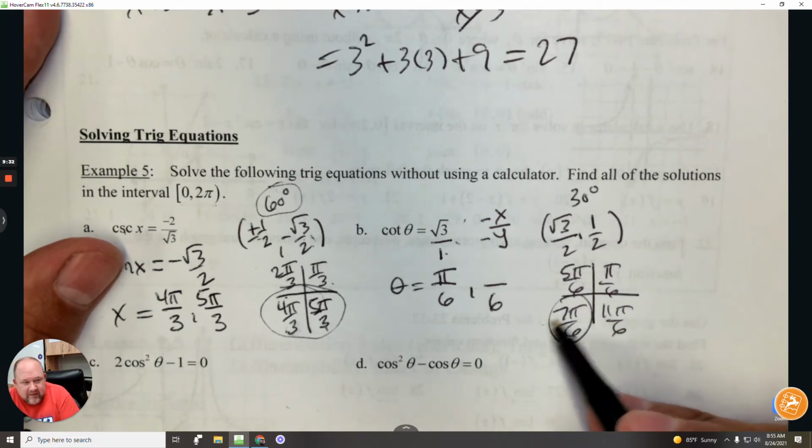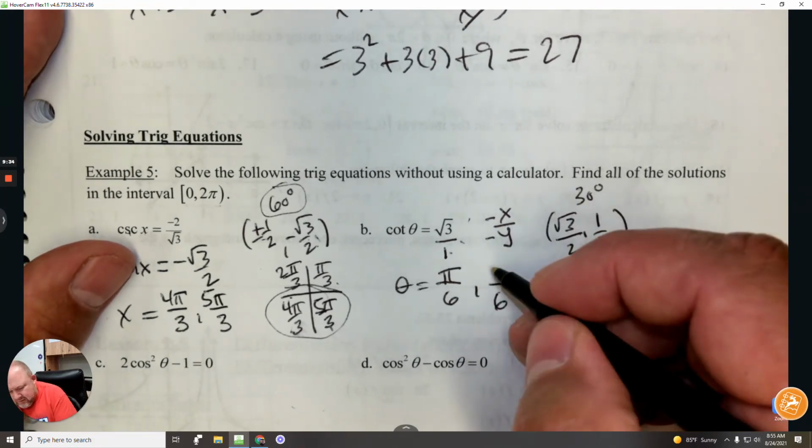In quadrant 3, it's a negative divided by negative. I don't know if you remember this, but all students take calculus.